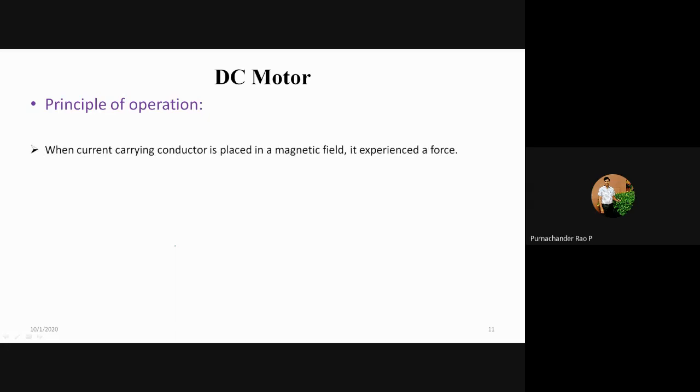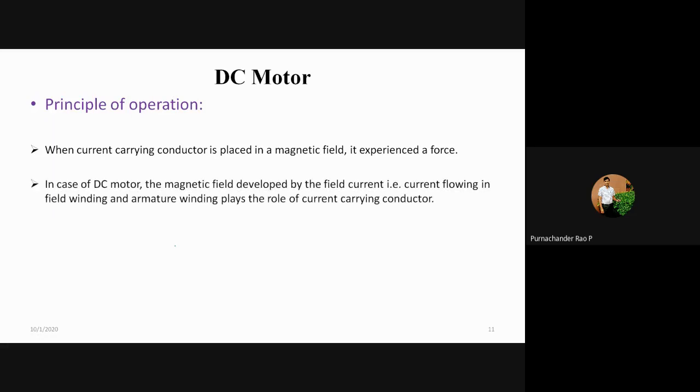So the principle of operation is, when a current carrying conductor is placed in a magnetic field, it experiences a force. Okay, so in case of a DC motor, the magnetic field is produced by the field current, that is the current flowing in the field winding, and the armature winding plays the role of a current carrying conductor. So friends, with the help of a DC power supply, we allow the current to flow through the armature winding, and therefore this armature winding experiences a force and it starts the motor to rotate.